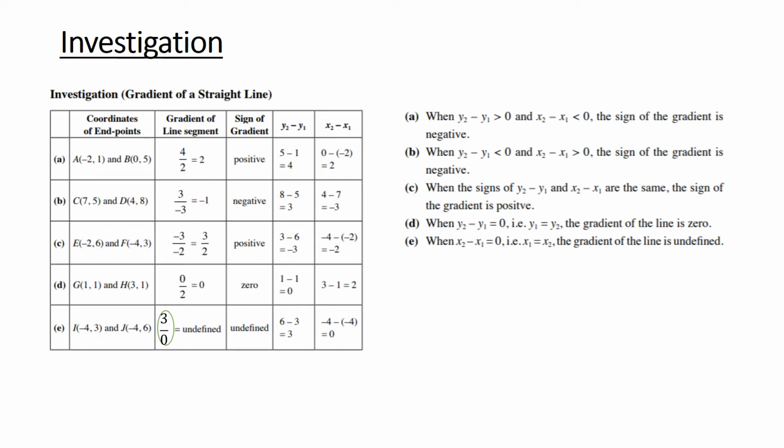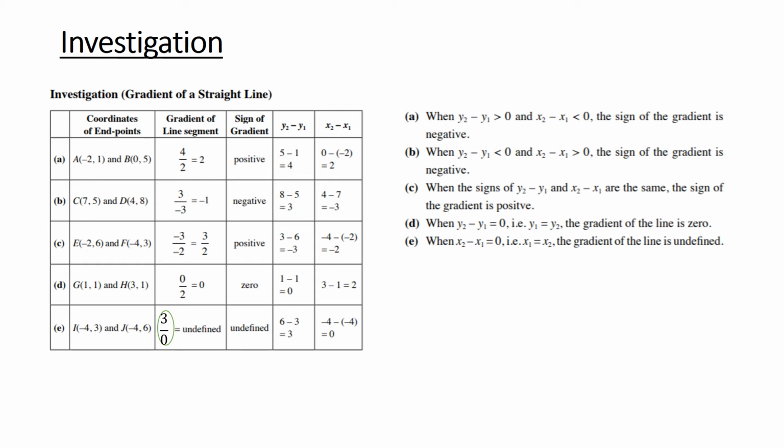Now coming to the conclusion of part A, when y2 minus y1 is positive and x2 minus x1 is negative, the sign of the gradient will be negative. And in B part, when y2 minus y1 is negative and x2 minus x1 is greater than 0, the sign of the gradient is negative. Similarly, in the C part, when the sign of y2 minus y1 and x2 minus x1 are same, the sign of the gradient is positive.